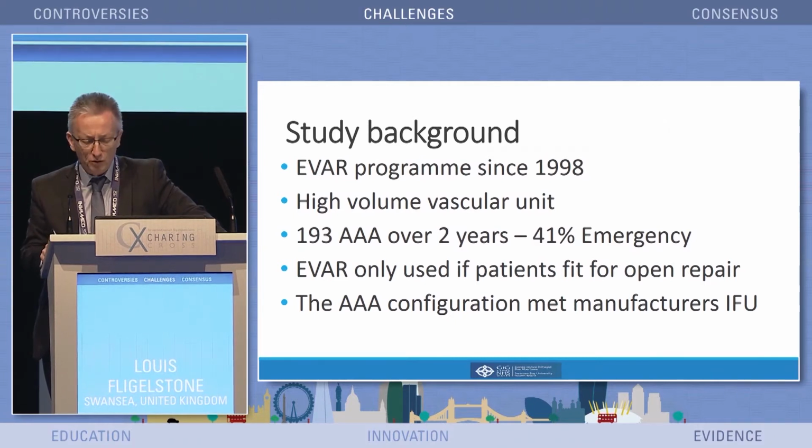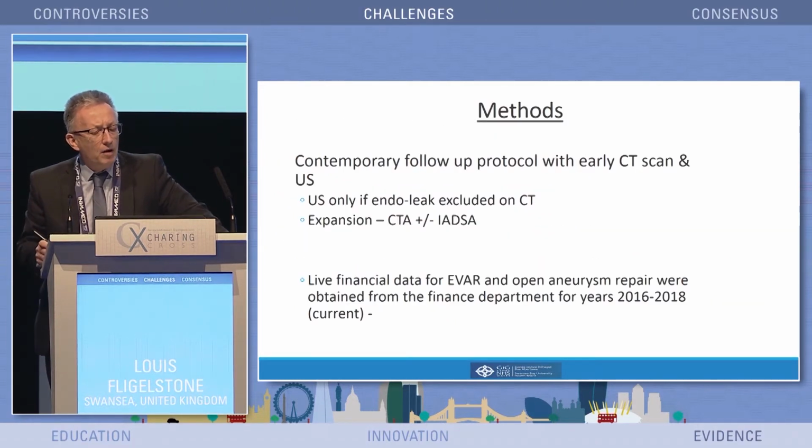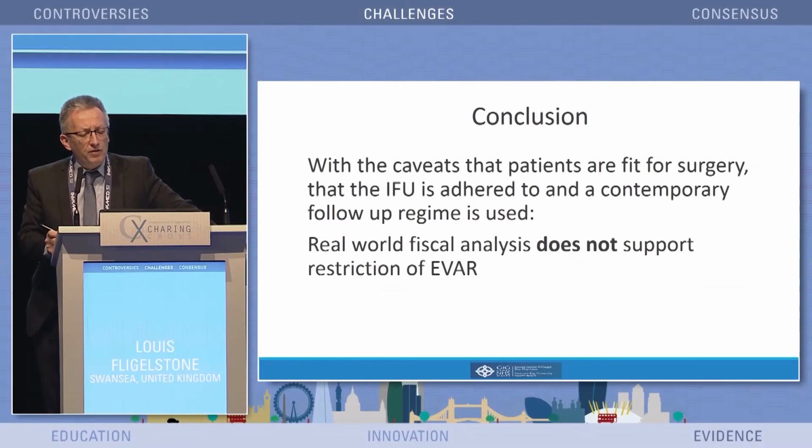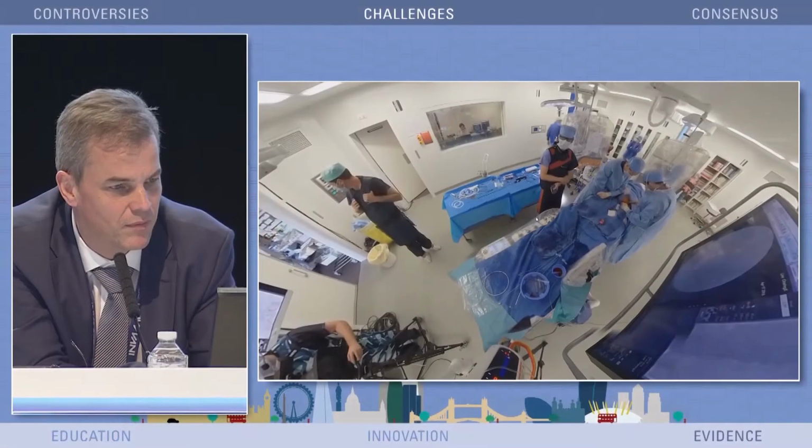The configuration should be that of the IFU. We looked at the contemporary follow-up. We've modified that so we carry out a CT scan at 6 weeks with an ultrasound scan for comparison, and would only carry on with CT scanning if there's a possibility of an endoleak. We looked at live financial data based on EVAR and open aneurysm pairs over a 2-year period as we've reached a period of equipoise. So in conclusion, with the caveats that patients have to be fit for surgery, that the IFU is adhered to, and that a contemporary follow-up regime is used, our real-world fiscal analysis actually doesn't support the restriction of EVAR.